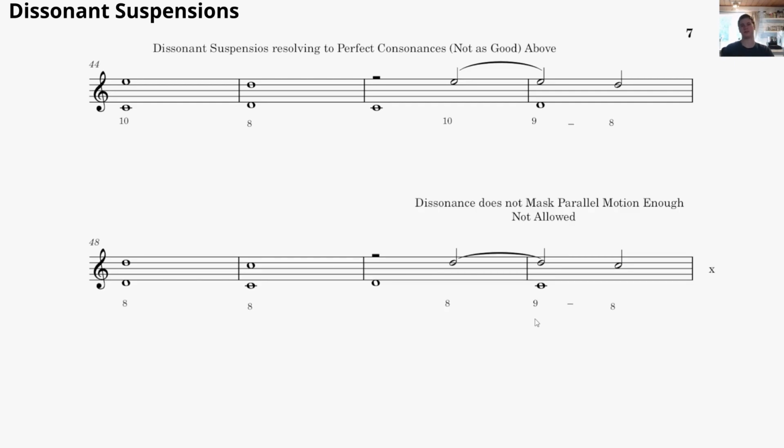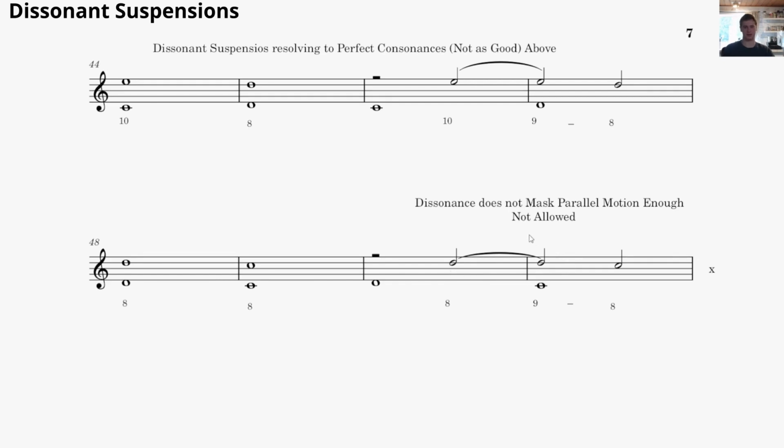So building from there, let's change the consonant interval before it, so we have 2 octaves being surrounded by this dissonant suspension. In this case, the dissonance does not mask the parallel motion enough. So this would not be allowed at all. This would be considered an error. So again, originally not being surrounded by the parallel octaves on the upbeats, this is allowed, but it's not as good. It's not going to be something you're striving to put in your exercises or your finished compositions at that. And this is just something you're altogether going to avoid.